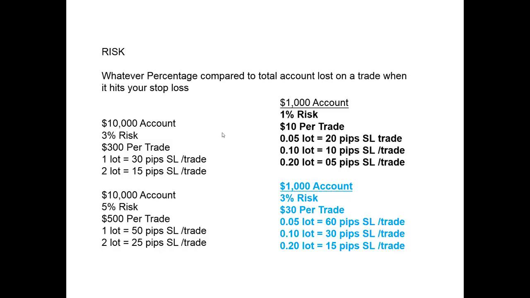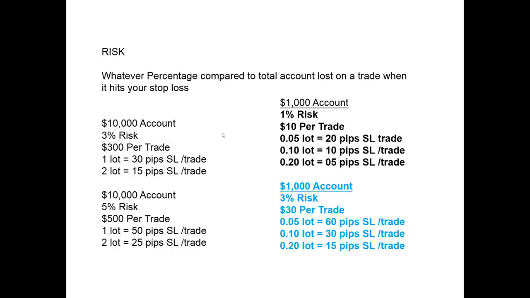One lot, you're only going to be able to have a 30 pip stop loss on it if you're doing 3% risk per trade. Make sense? One lot, $10 per pip, 30 pips, $300, right? If you do two lots, 3% risk on a $10,000 account, you're only going to be able to do a 15 pip stop loss.